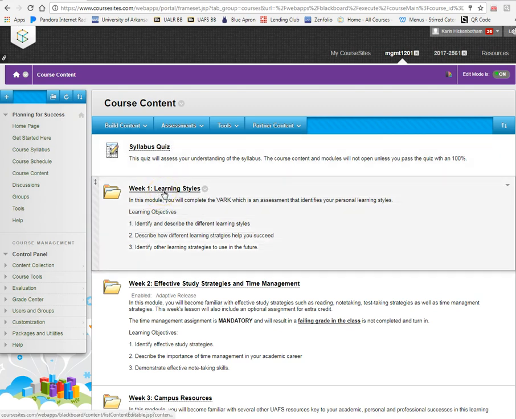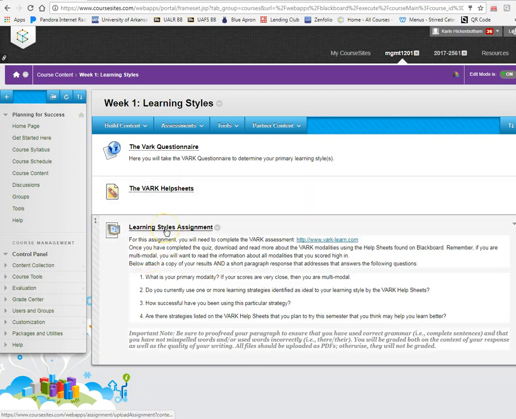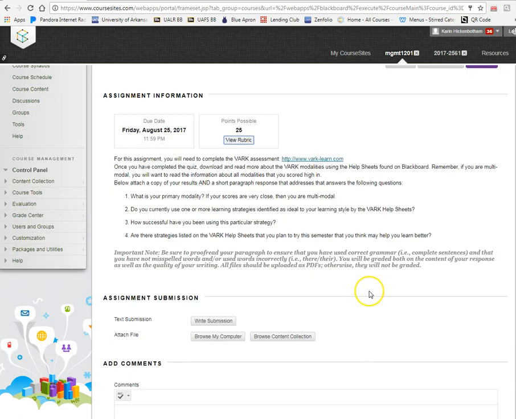which brings us to week 1 with learning styles, and we have the objective listed here, as well as the module objective and then the individual learning objectives that they're going to obtain. So in the learning styles, we have an assessment of a VARK questionnaire that determines their primary learning style, help sheets that they can refer back to when completing their learning styles assignment. So as we click in here and take a peek, we've got the due date listed, the points possible, and of course a rubric attached with detailed instructions and how to submit.